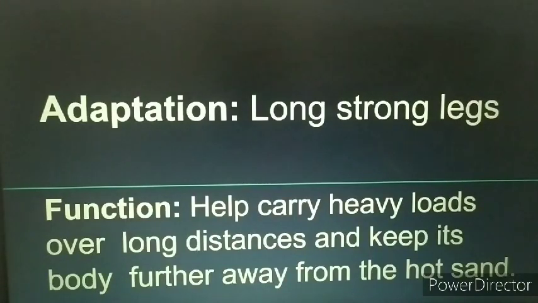Just imagine if the leg of the camel is small. Definitely the hot rays from the hot sand may affect its body. If it is very close to the sand, definitely there will be a burning sensation. So this long leg of the camel helps the camel to keep its body away from the hot sand, and also it is so strong that it helps in carrying heavy loads over long distances.